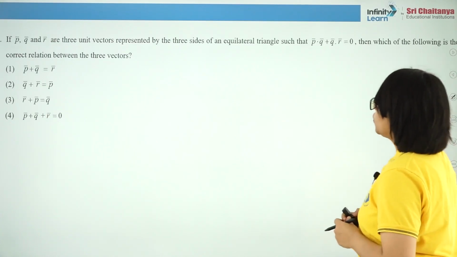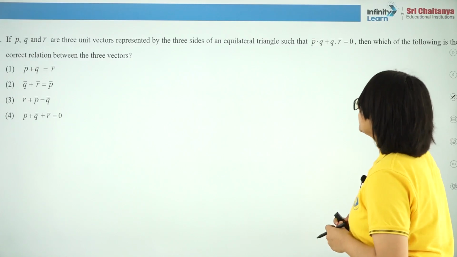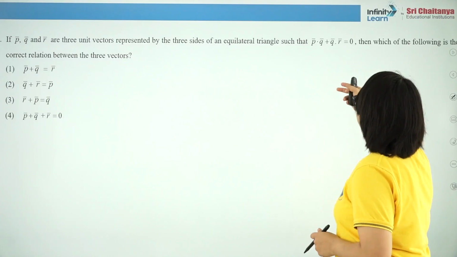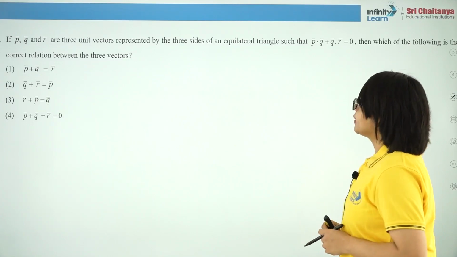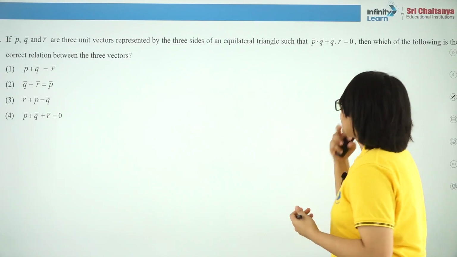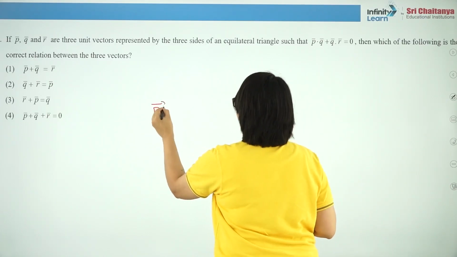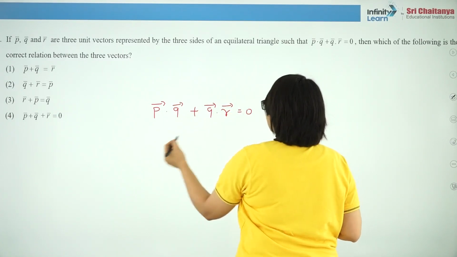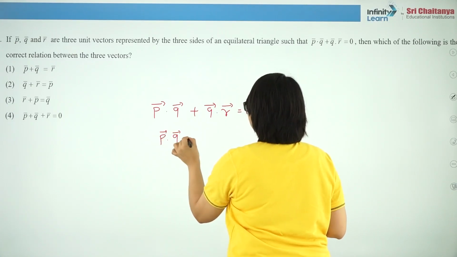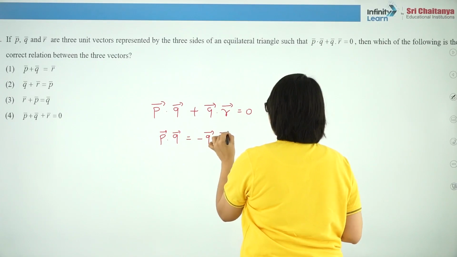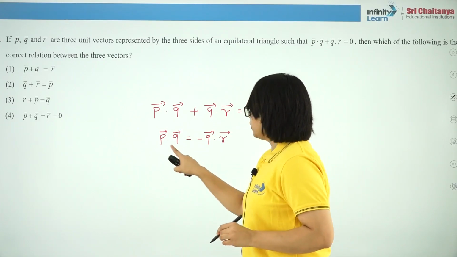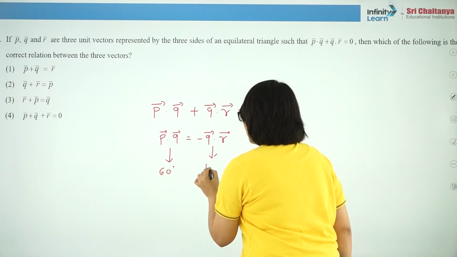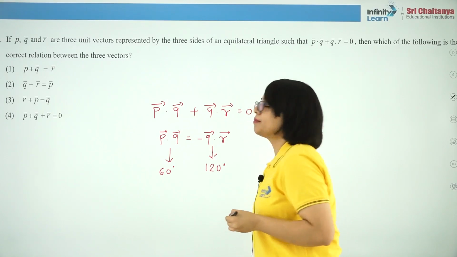Next is P, Q and R vector are 3 unit vectors represented by the 3 sides of an equilateral triangle such that P dot Q plus Q dot R is equal to 0. Then which of the following is the correct relation between the 3 vectors? Okay. So, we have this equation P dot Q plus Q dot R is equal to 0. That means P dot Q is equal to minus Q dot R. Now, you can say that if angle between P and Q is 60 degree, then angle between Q and R will be 120 degree because of this minus sign.